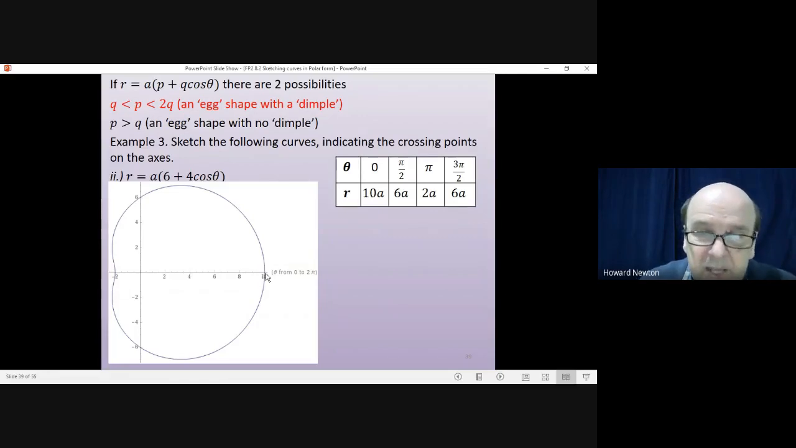This crossing point here would be 10a, this would be 6a, this would be minus 2a, and this would be minus 6a. The closer P is to Q, the more it looks like a cardioid. And the further away P and Q are from each other, then the less it looks like a cardioid.